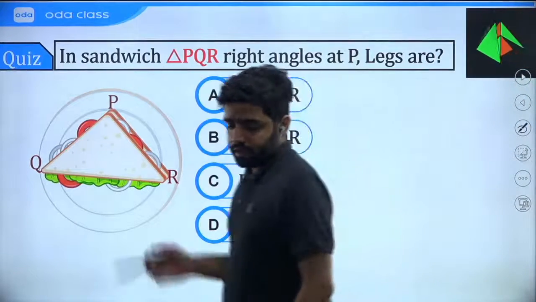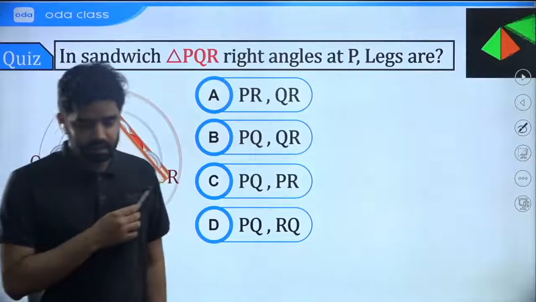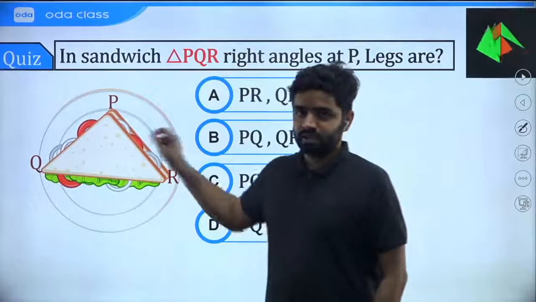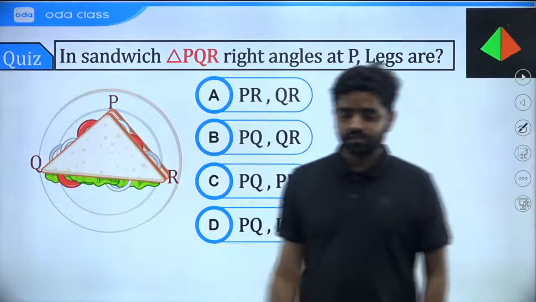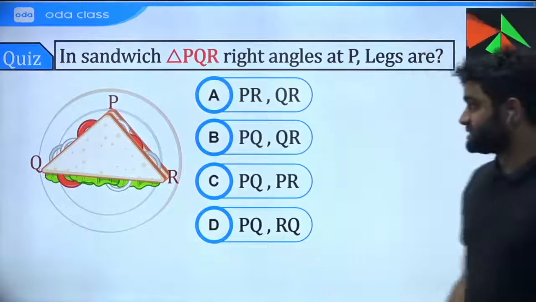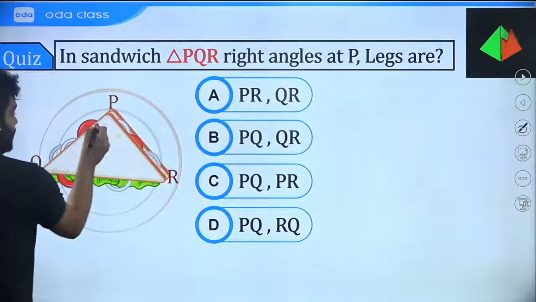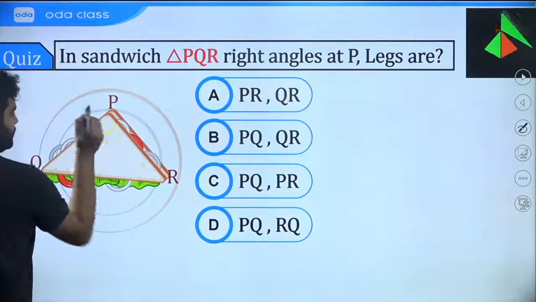Now you need to answer me this: a sandwich on your screen makes a triangle PQR, which has a right angle at P. Legs will be... now the sides which make 90 degrees are called legs. So it is given to us that here is the 90 degree angle.